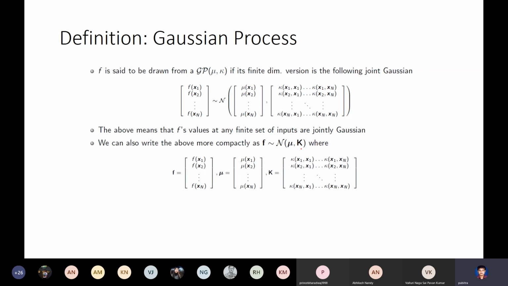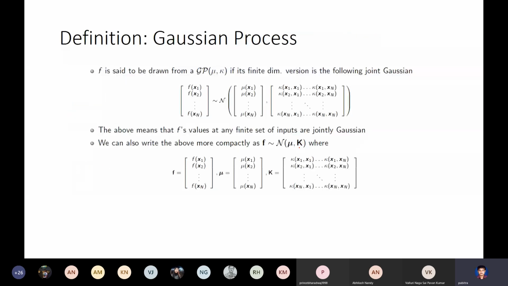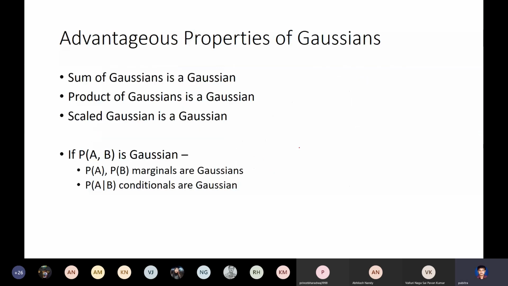Okay, so this is the concise, precise mathematical definition. Intuitively, it is a distribution over functions. You take any sample over the functions, jointly they are a Gaussian. So why are we so interested in such a distribution over function space? Why Gaussian? Because of some advantageous properties of the Gaussians, which we'll exploit soon.